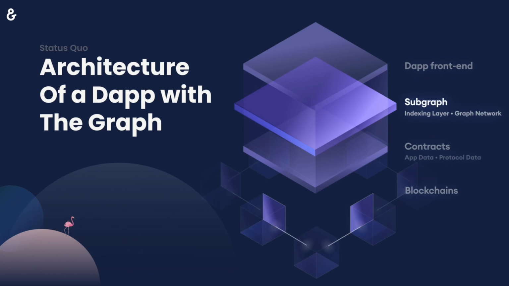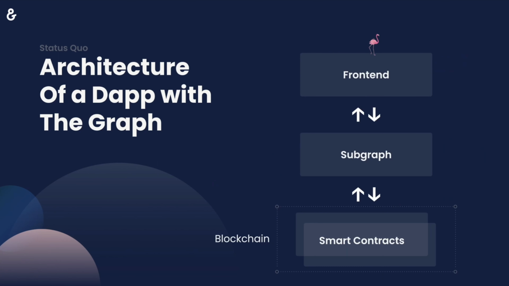So, when we talk about the architecture of a dApp with The Graph, we see on top is the front end that sends queries to the subgraph, which is the indexing layer, and the subgraph indexes data from the blockchain. So we can think about these layers, and then on the bottom we have the blockchain. This design comes from marketing or from our design team. I would say a little bit more nerdy in a schema, we can see it like this.